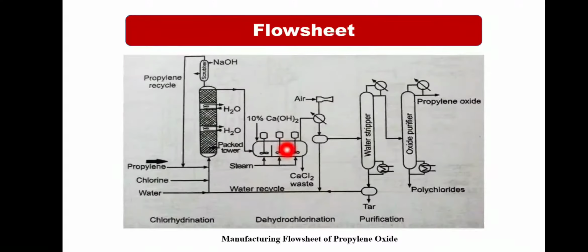Okay, that means this second reaction takes place here, and in which we remove CaCl2 and the remaining product stream is passed through the water stripper. In the water stripper, water is removed at the bottom of the water stripper and recycled to the feed, and the product stream is passed through the oxide purifier. In the oxide purifier, we get at the top of the column propylene oxide and at the bottom of the column polychlorides, and here we get our final product propylene oxide.